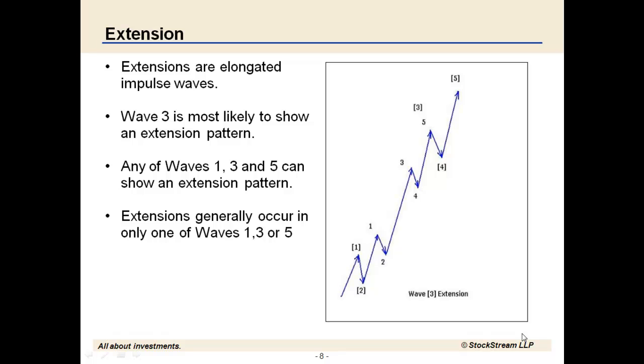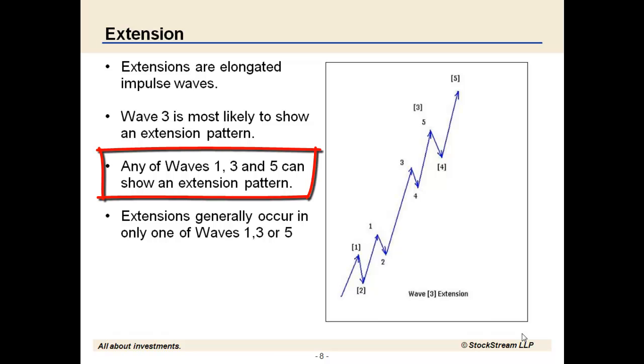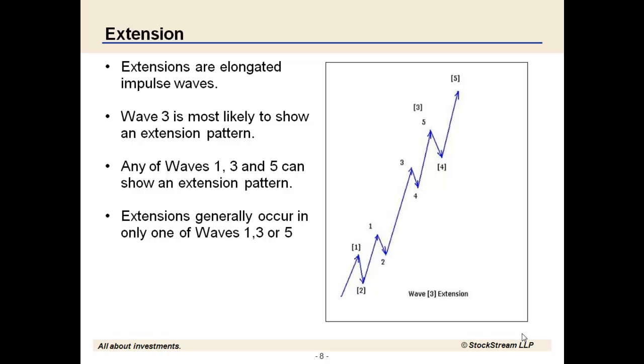An extension is a special case of an impulse wave, where one of the waves, 1, 3, or 5, is elongated. An elongated wave consists of a 5-wave structure at the same level as the broader impulse wave that it is part of. Generally, wave 3 is the elongated wave within an extension. In the figure shown, we have a wave 3 extension within the broader impulse wave structure.